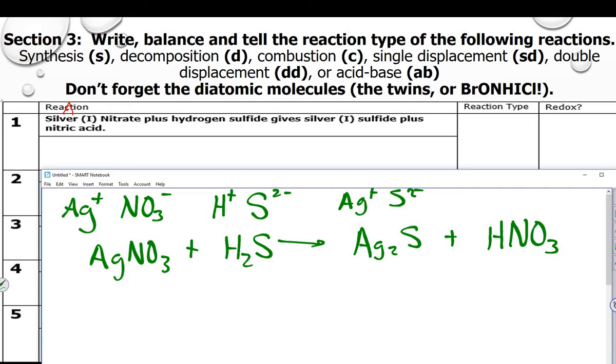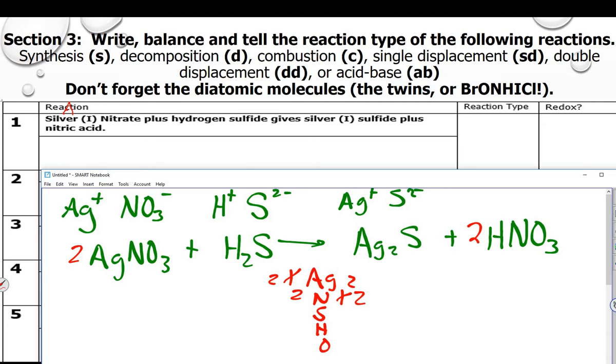Okay, now I go through and balance it. So I say, okay, I've got Ag, I've got N, I've got S, and I've got H and O. So side to side, 1 silver, 2 silvers. So I'm going to put 2 in front, makes 2. 2 nitrogens now on this side, 1 nitrogen on that side, so I'm going to put 2 in front over here to make 2.